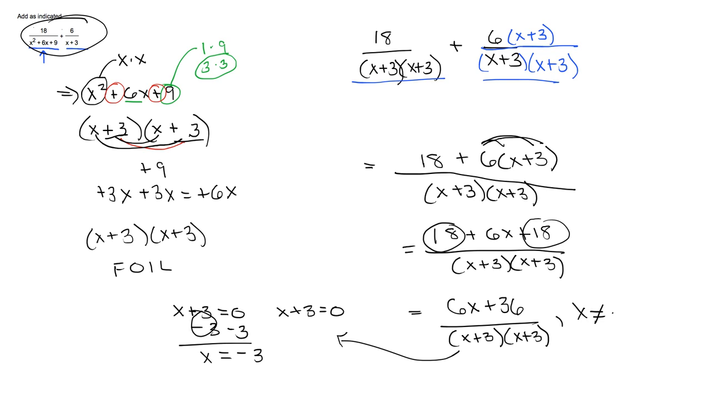So my complete answer to the problem is 6x plus 36 over x plus 3 times x plus 3, where x cannot equal negative 3. So you'll type in this form into my math lab.